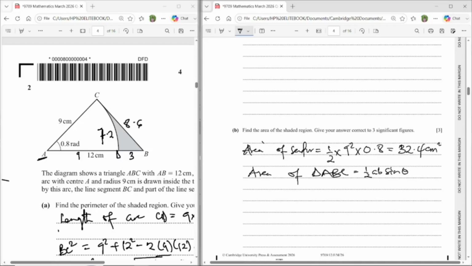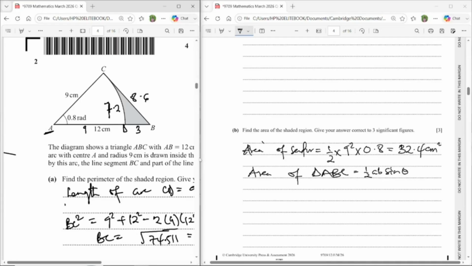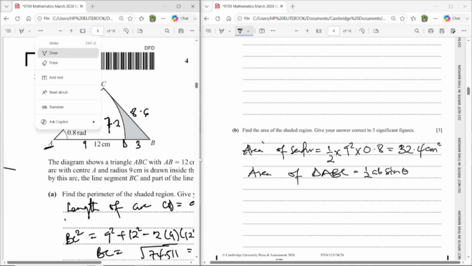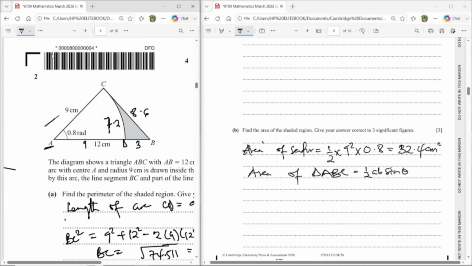If we are picking line AC and line BC, then our angle is supposed to be the angle at C, which we would have to calculate before we do substitution. If you are picking line AB and line BC, then our angle is supposed to be the angle at B.